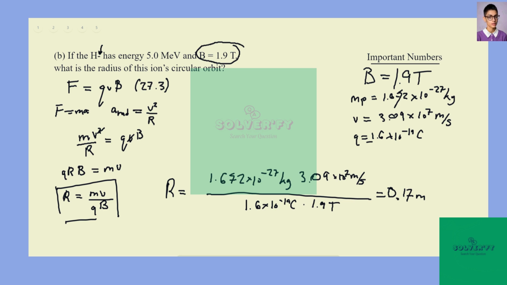This concludes our coverage of this problem. If you want some additional practice, I would suggest doing the problem again with a charged helium ion, and we'll make it a helium +2 ion. So that way you have to take into account a new atomic mass and a new charge.